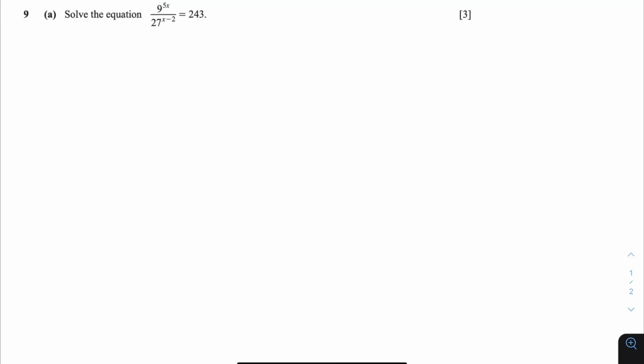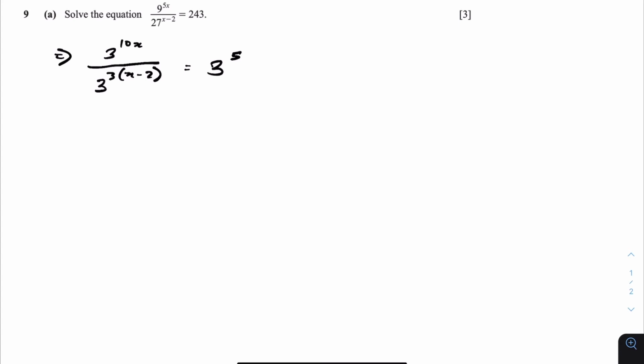For our next problem, let's look at this. So solve the equation 9 to the power of 5x divided by 27 to the power of x minus 2 is equal to 243. So this is very much like our last one in that we have to make everything to the same base. So 9 to the power of 5x can be written as 3 to the power of 10x, because it's 3 to the power of 2 times 5x, which is 3 to the power of 10x, which is divided by, and then 27 is also known as 3 to the power of 3. So that's 3 to the power of 3 times x minus 2 in brackets. And 243 is the same as 3 to the power of 5.